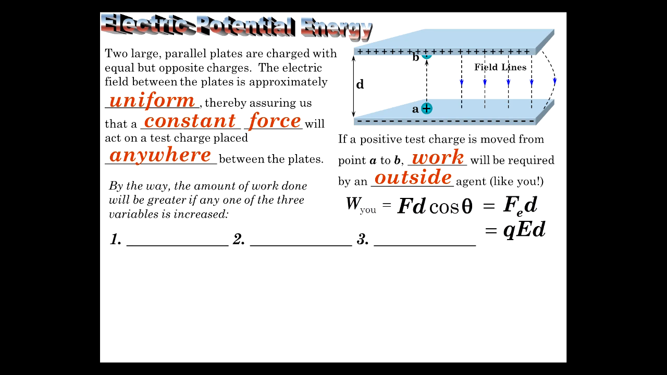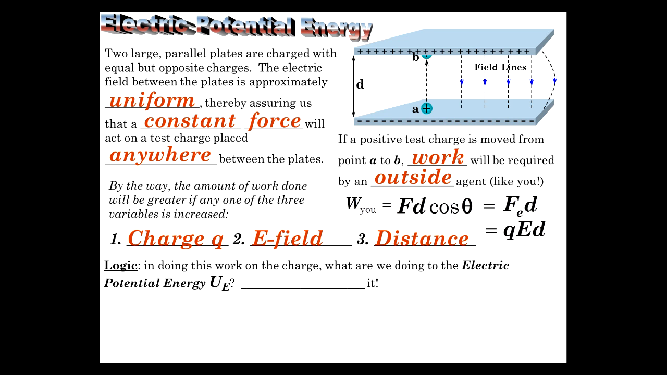Okay. How can the amount of work change? Well, it's greater if any of these increase, namely the charge, if it's a bigger charge, a larger E field, or a greater distance. Simple as that, the three variables there.